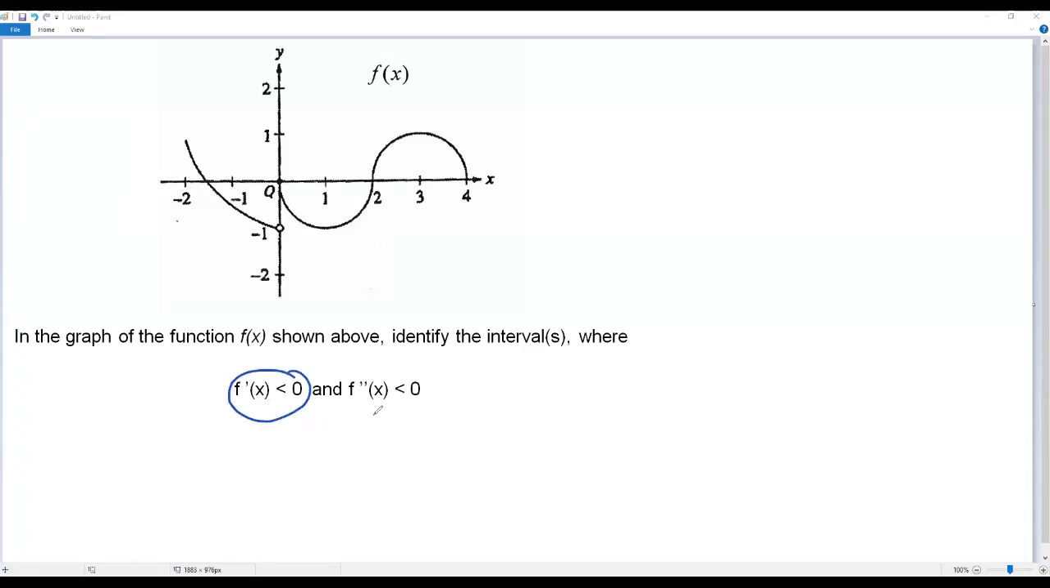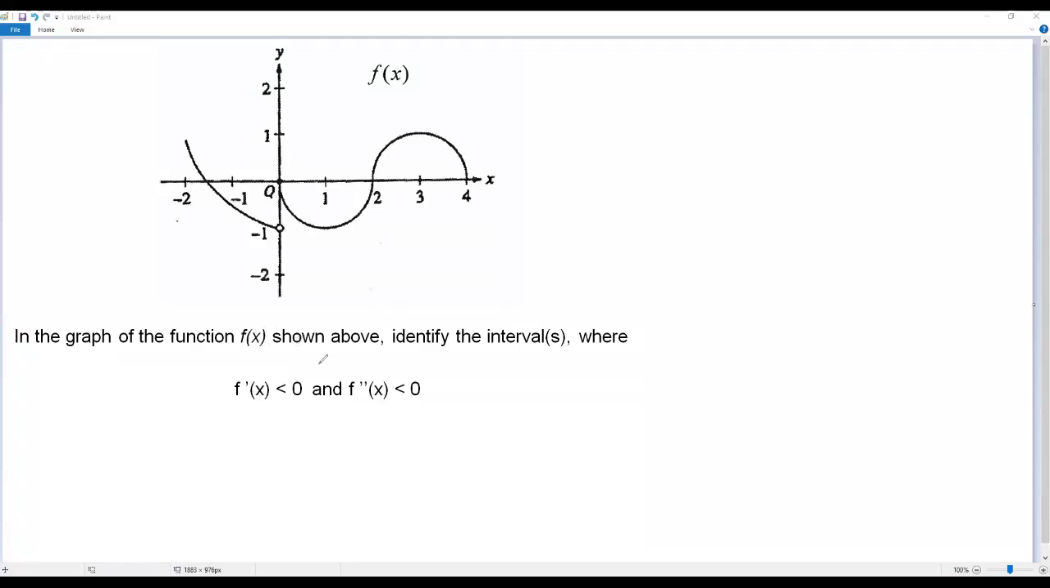And also f double prime of x, the second derivative, will always give the information about the concavity of the graph of f of x. If the second derivative of the function is greater than 0, that is positive, then the graph of f of x will be concave up. But if the second derivative is negative, then the graph of f of x will be concave down. Since the second derivative f double prime of x is less than 0, the graph of f of x must be concave down.